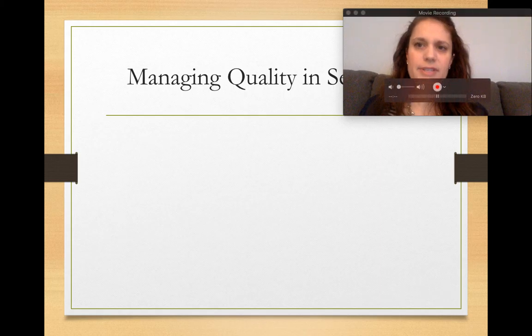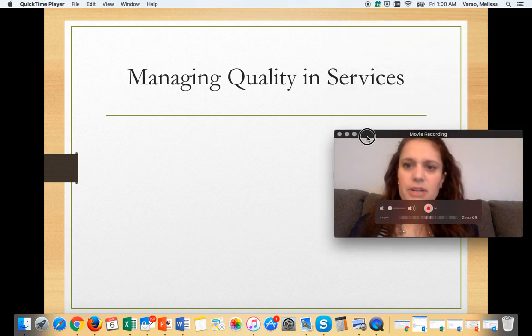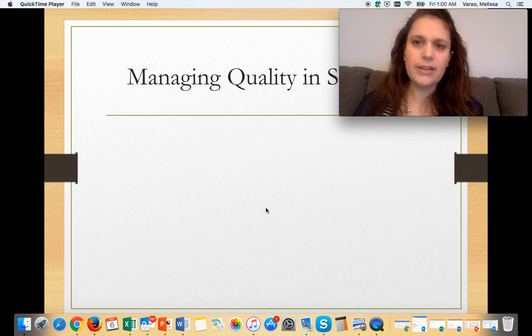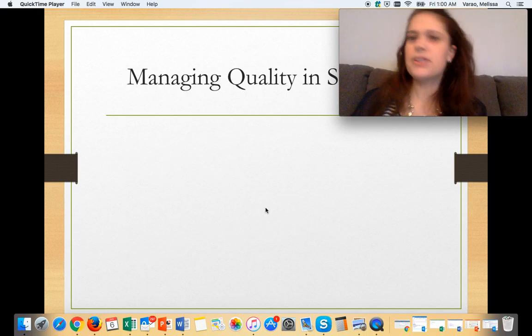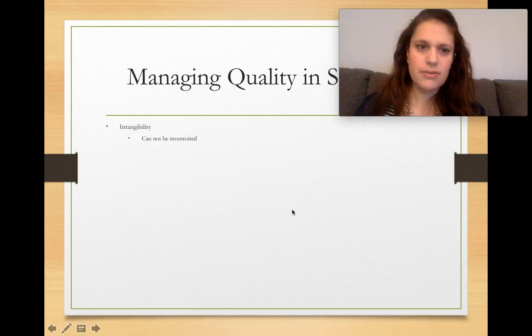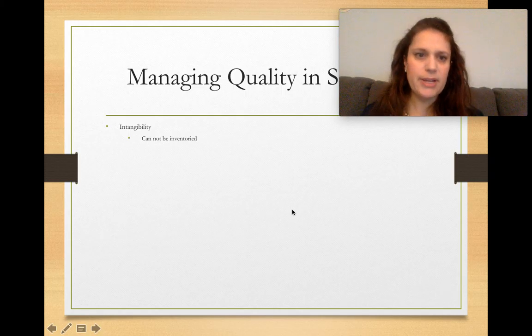So, in the service industry, you can see here, I'm going to move my little face real quick. Managing quality and services. This is where we're going to talk about these four components that really illustrate how the service industry is different than the product industry and what sort of challenges we have to deal with. So, kind of small print.